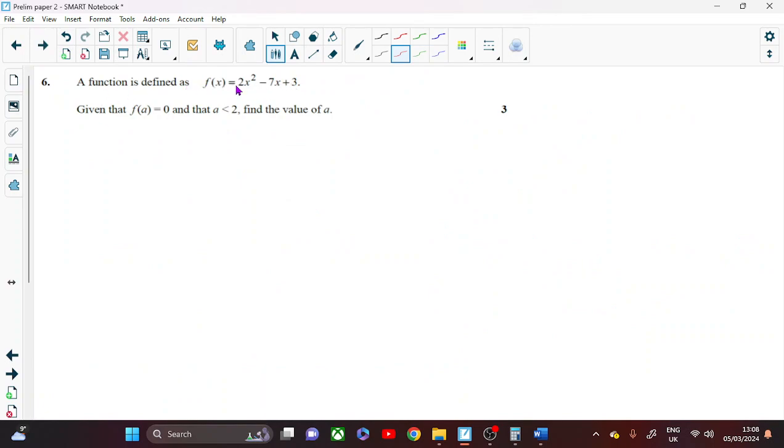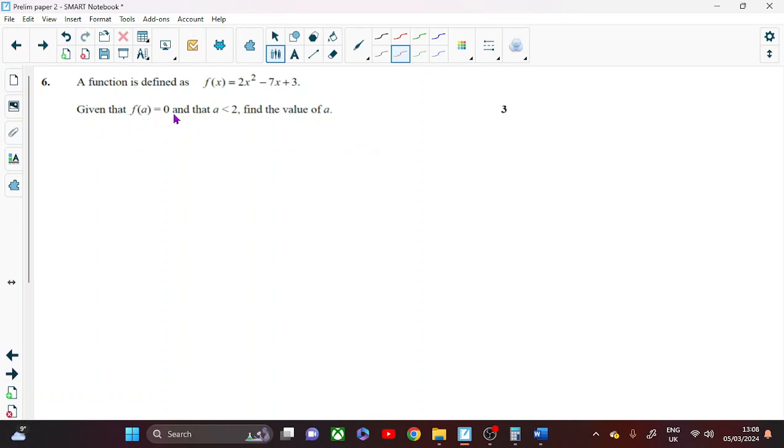A function is defined as f of x equals 2x squared minus 7x plus 3. Given that f of a equals 0 and that a is less than 2, find the value of a. So we've got a quadratic function here, so it'll have two values for a. We're only interested in the one that's less than 2. This is a pain, but let's give it a go.